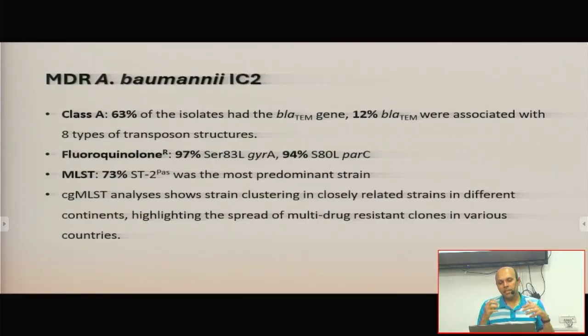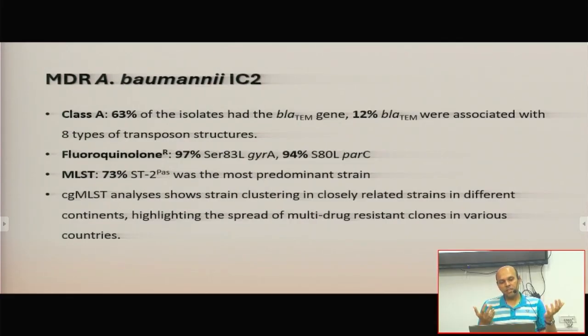In the data set that the student analyzed earlier, she saw that a lot of isolates had the TEM gene, which is an ESBL class A. And the fluoroquinolone resistance was very, very high. You can see 97 and 94%.